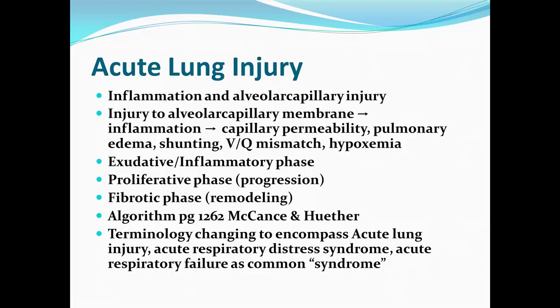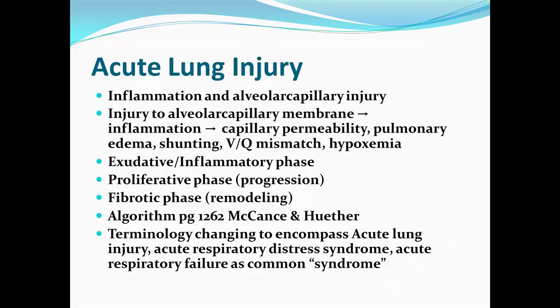Pulmonary edema, shunting, and by shunting what we mean is we start shunting our ability to inspire air to the areas that are still working. You'll have a ventilation perfusion mismatch, which then results in hypoxemia. So once again, we are perfusing but not ventilating. Now it's important that you have an understanding of the three major phases of acute lung injury. We start with the exudative inflammatory phase, which, if we don't turn this around, leads to a proliferative phase, and finally a fibrotic phase.